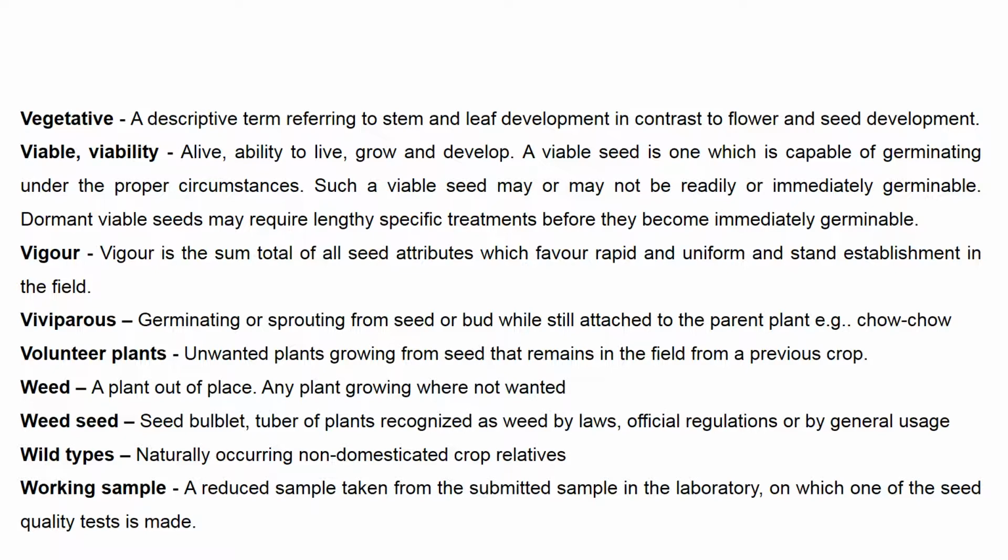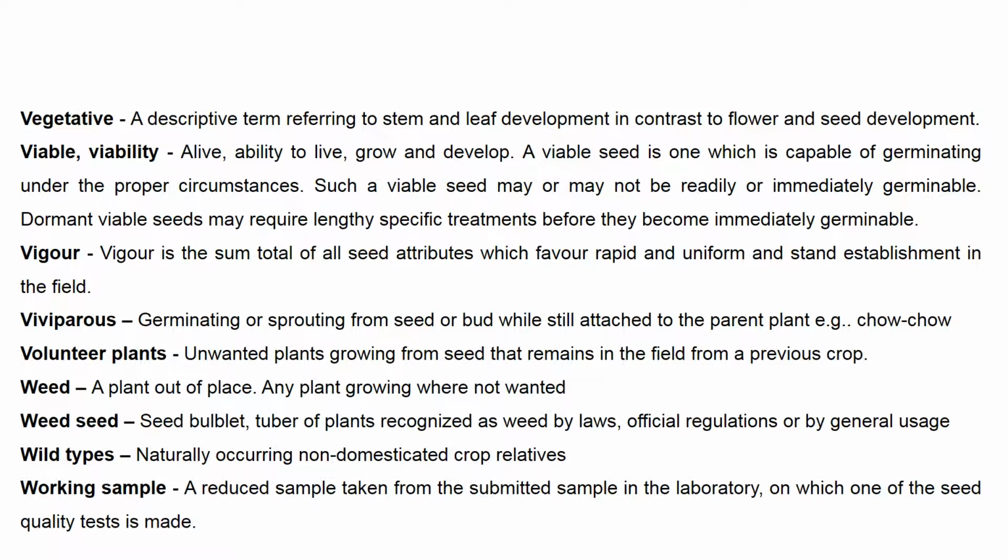Vigor. It is the sum total of all seed attributes which favor rapid and uniform stand establishment in the field. Viviferous. Germinating or sprouting from seed or bud while still attached to the parent plant. Example, chow chow. Volunteer plants. Unwanted plant growing from seed that remains in the field from a previous crop.